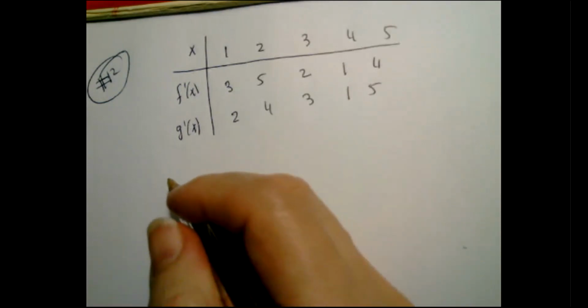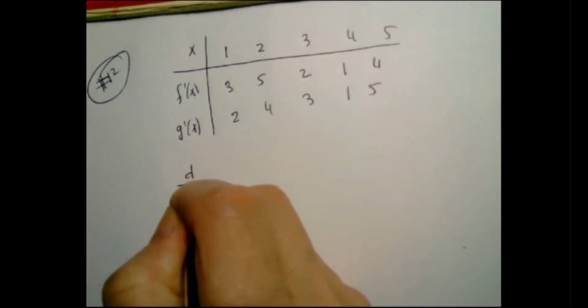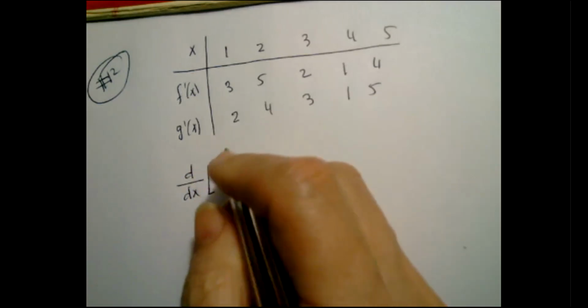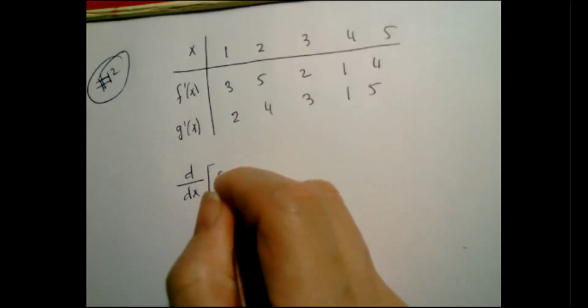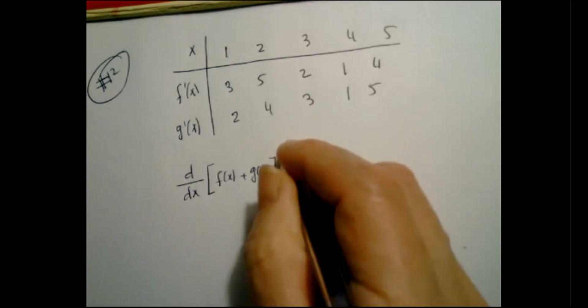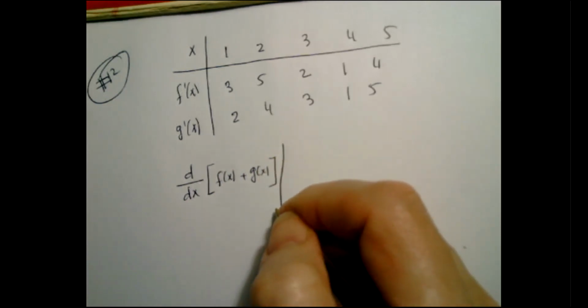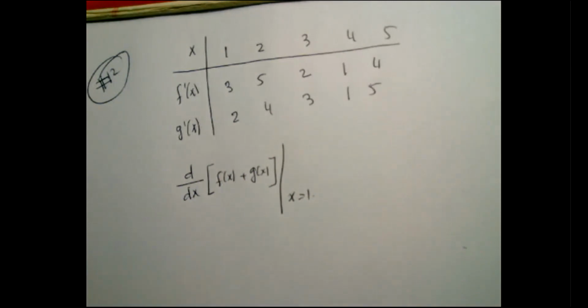Okay. And the question is, find the derivative. So they use what I called yesterday the Leibniz notation. Find the derivative with respect to x of the sum f plus g evaluated at the point x equal to 1. Okay, so that's what they want us to find.